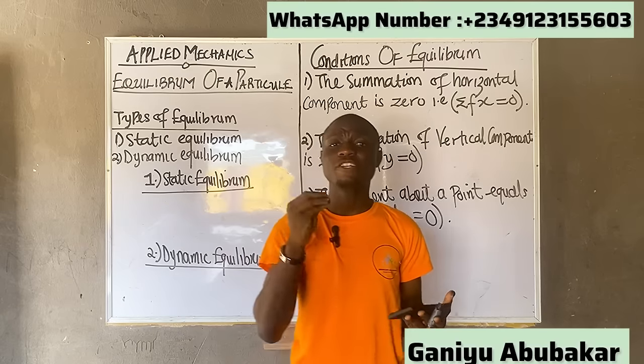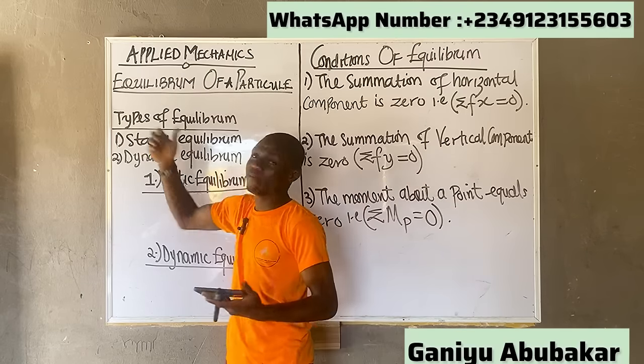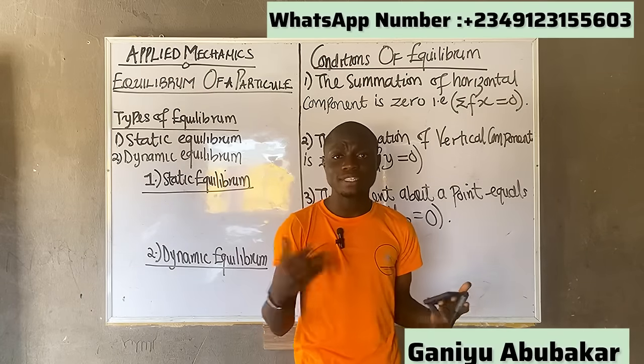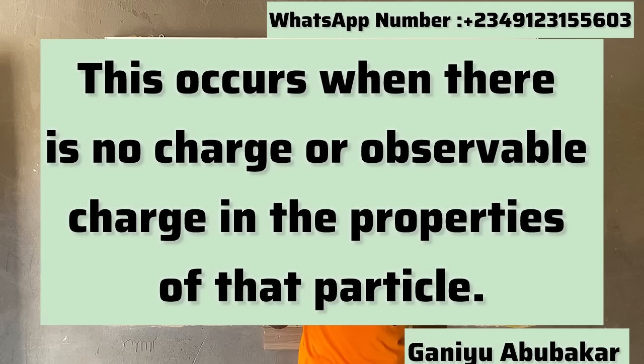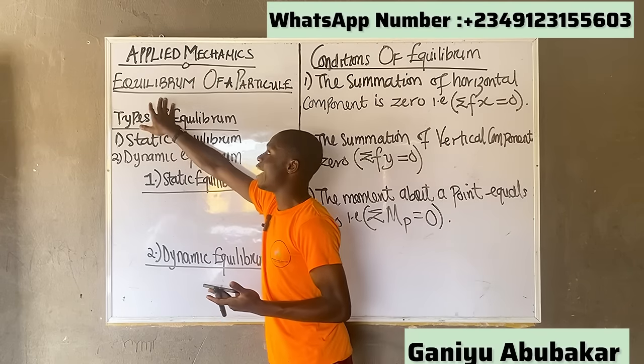Let's look at the definition of equilibrium. What is equilibrium? First things first, by definition, equilibrium occurs when there is no change or observable change in the properties of the particle. That's basically how you define equilibrium.